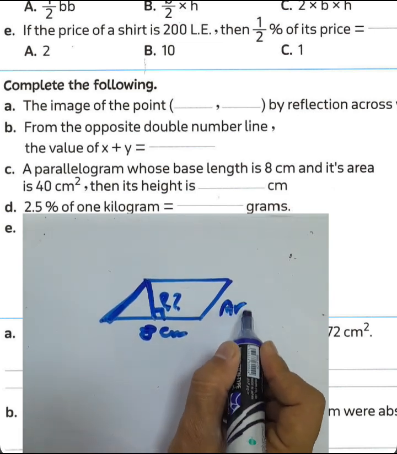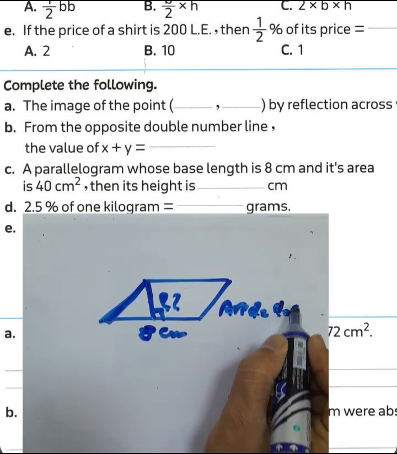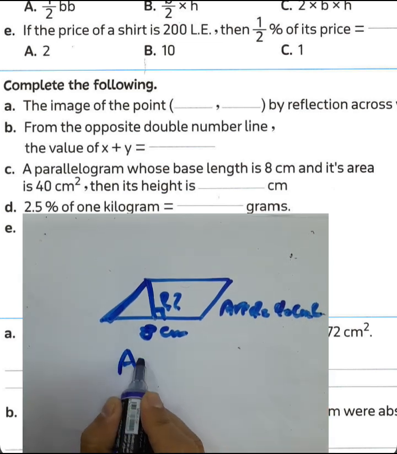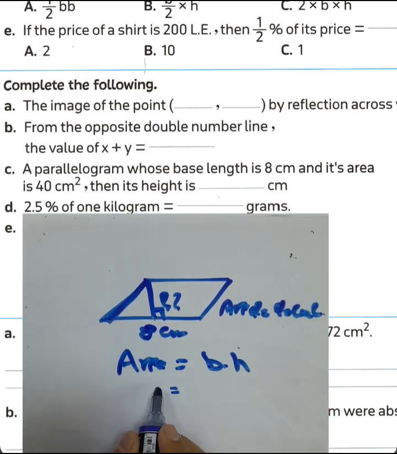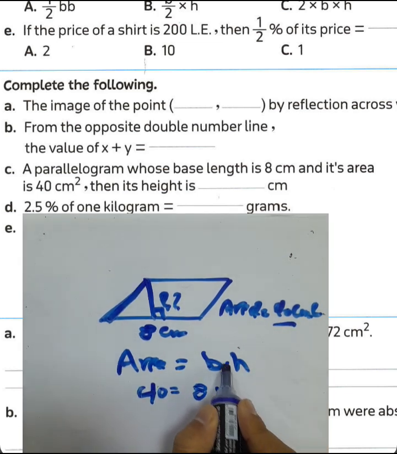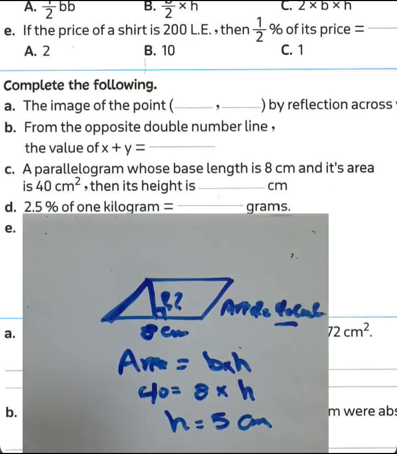If the area was equal to 40 square centimeters, we know the area equals base times the height. He gave us the area was 40, base was 8, times the height. Then the height will be 40 divided by 8, it will be 5 centimeters.